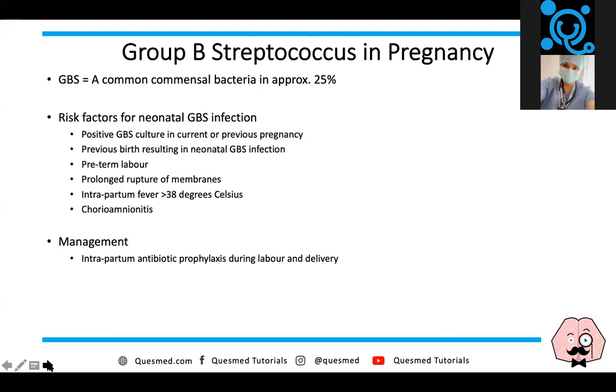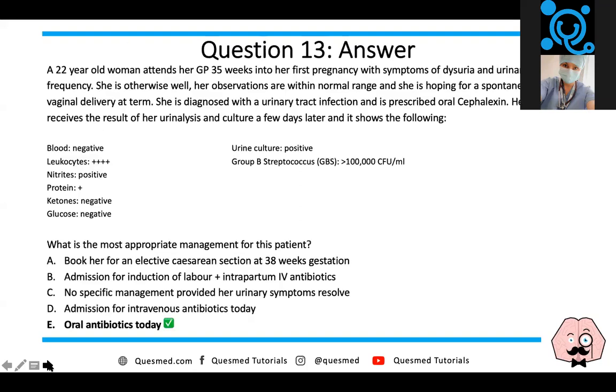Now, all mothers who carry group B strep will be offered intrapartum antibiotic prophylaxis, and that's from the onset of labour to help prevent transmission of the baby. Unlike herpes though, having group B strep doesn't preclude vaginal delivery or doesn't necessitate immediate delivery. So let's have a check at the answers here. So the correct answer here is oral antibiotics.